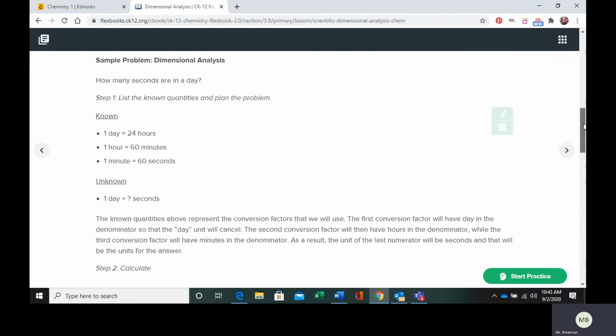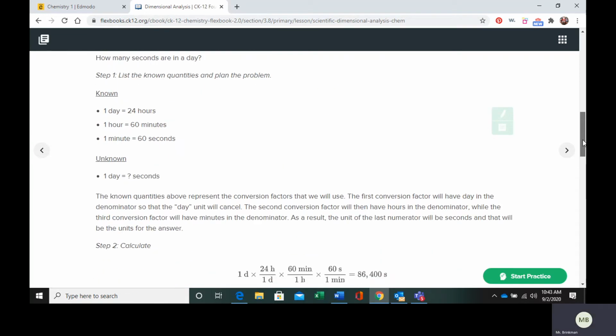So, sample problem. How many seconds are in a day? List the known quantities and plan the problem. We know that in one day we have 24 hours. In an hour we have 60 minutes. In a minute we have 60 seconds. Okay, so we know all the equivalencies.